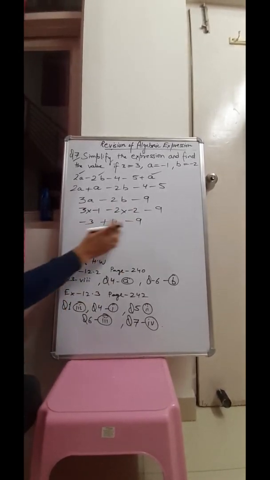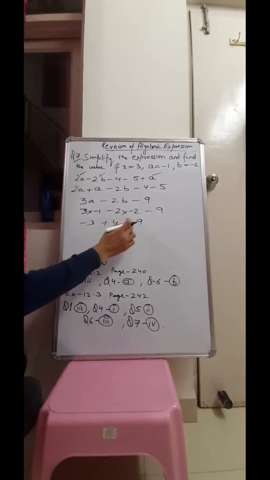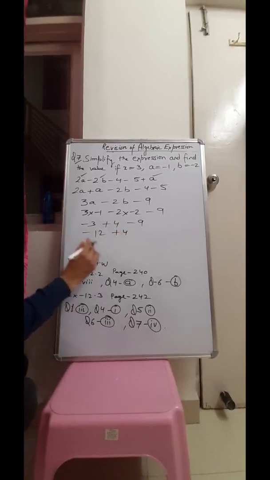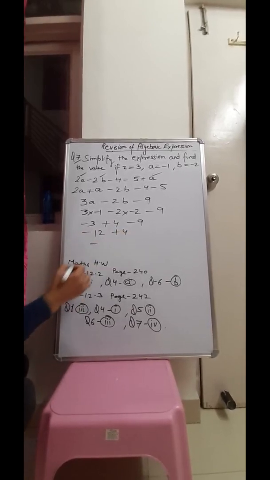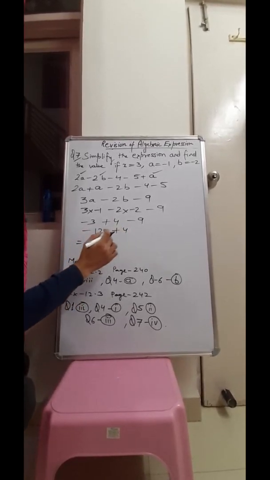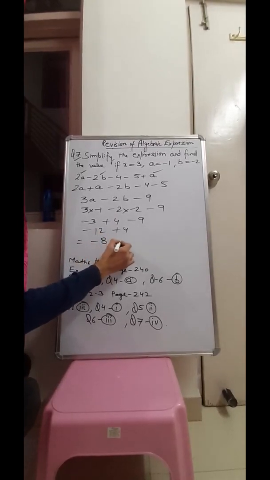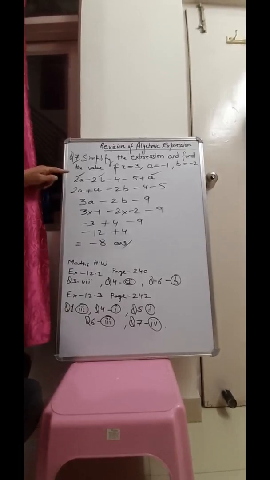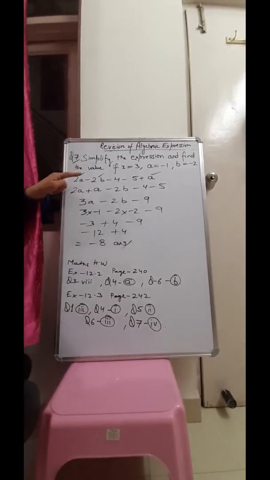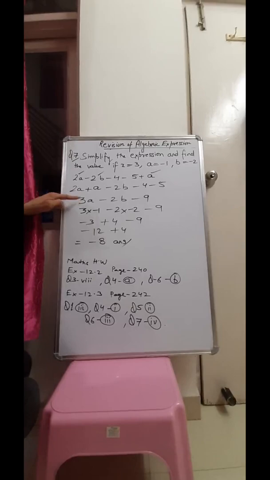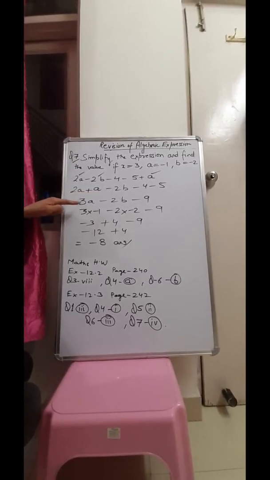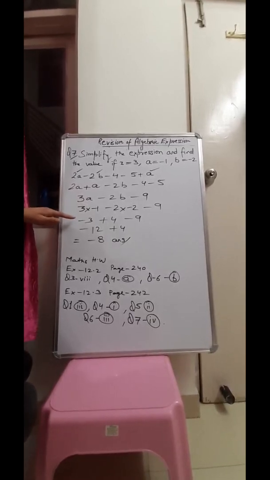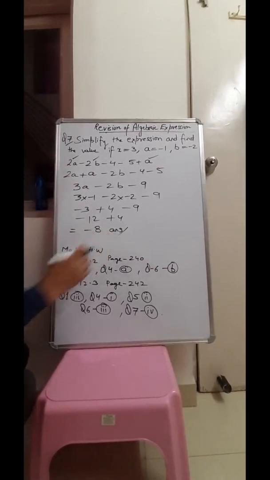So here we can see 2 are in minus, so minus 3 minus 9 gives you minus 12, minus 12 plus 4. So the greater is in minus, so it will come in minus. Minus 12 plus 4 gives you minus 8. So minus 8 is the answer. So in this way, first we have to solve the expression. After solving the expression, I put the value of a and b. So when you have put the value of a and b, I have multiplied, and then in the last we have to add or subtract. So minus 8 is the answer.